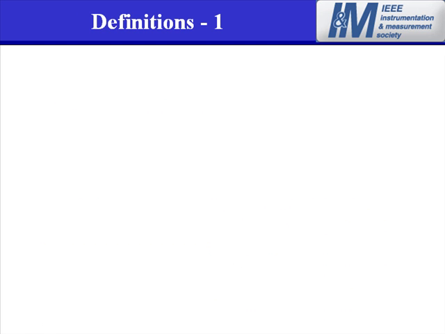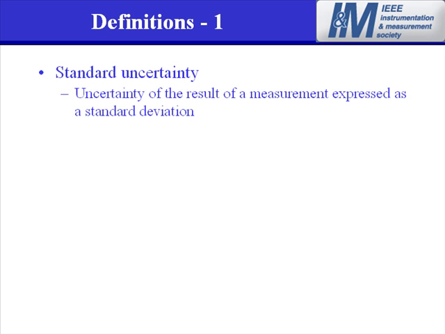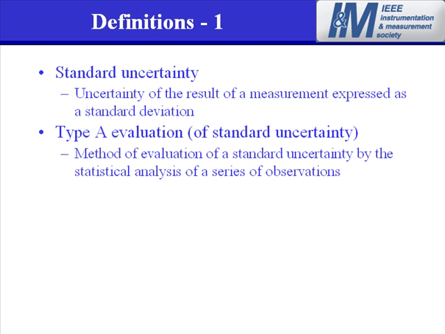Well, we have discussed the concept and the meaning of uncertainty. Let's now go quickly through some definitions and terminology. We refer to standard uncertainty whenever uncertainty is expressed as a standard deviation. We refer to a type A evaluation of standard uncertainty when we evaluate the standard uncertainty through the statistical analysis of a series of observations. Of course, we must be able to collect a statistically significant number of observations to apply this method, and this is not always practical or cost-effective.